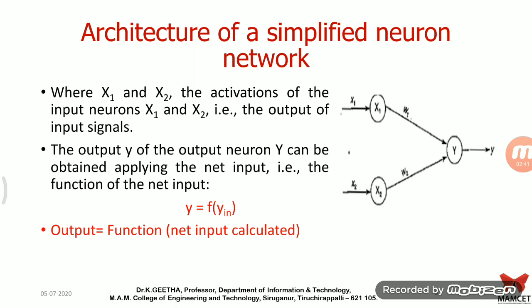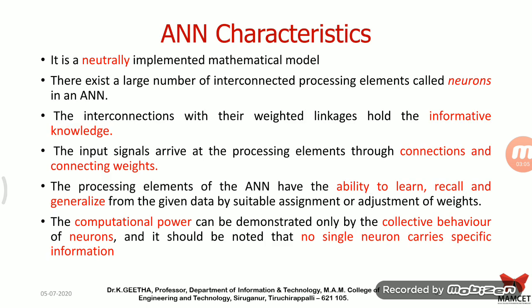In the architecture of a simplified neural network, x1 and x2 are the activations of the input neurons x1 and x2, that is, the output of the input signals. The output y of the output neuron y can be obtained by applying the activation function to the net input, that is, y is equal to f of y_in. So, the output is equal to a function of the calculated net input.